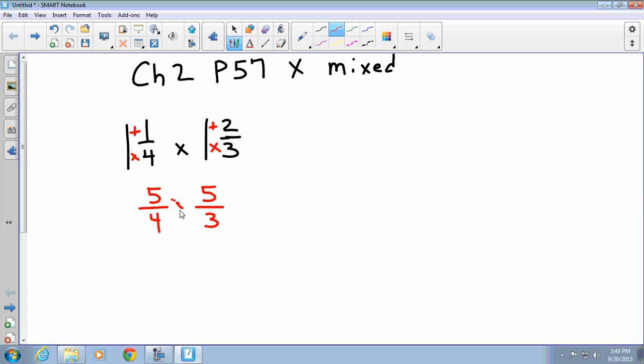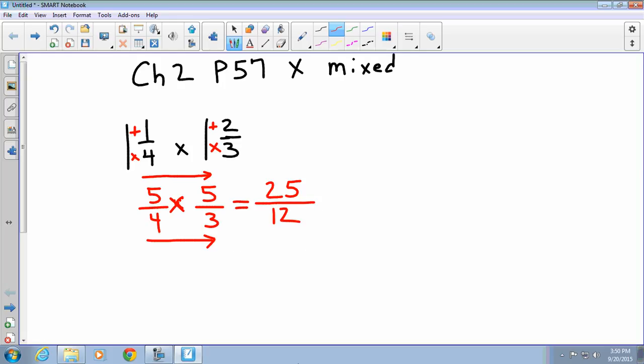And we are now timesing fractions. They're improper fractions, but they're still fractions. In order to times fractions, we just multiply the tops and we simply multiply the bottoms. 5 times 5 is 25, and 4 times 3 is 12.